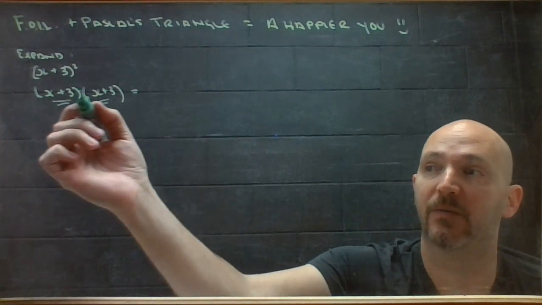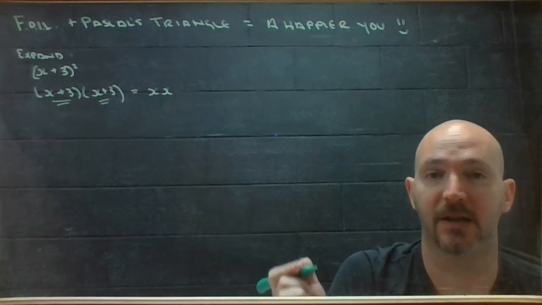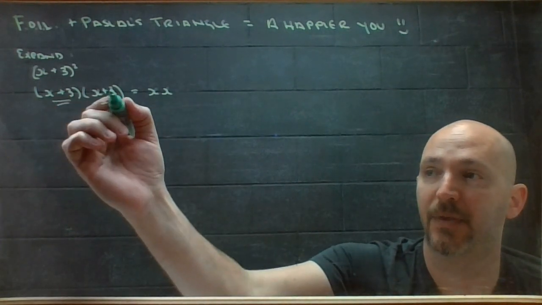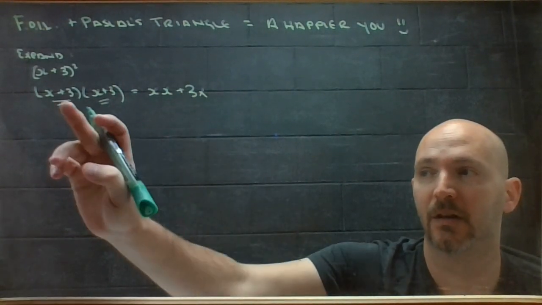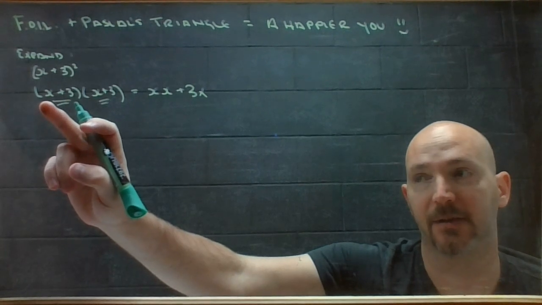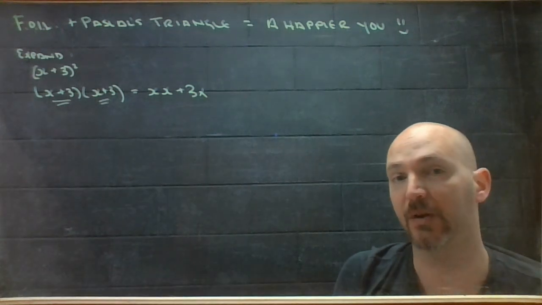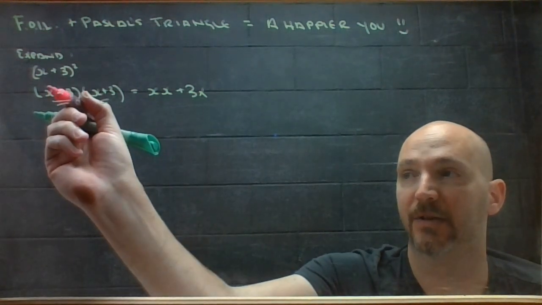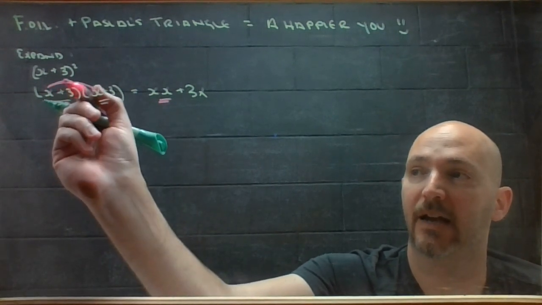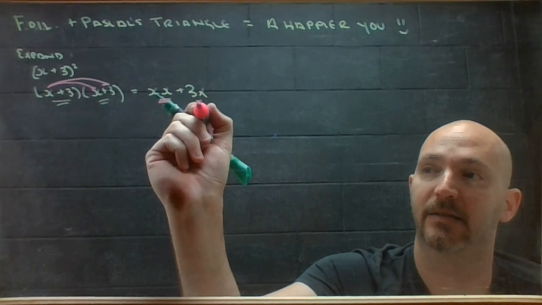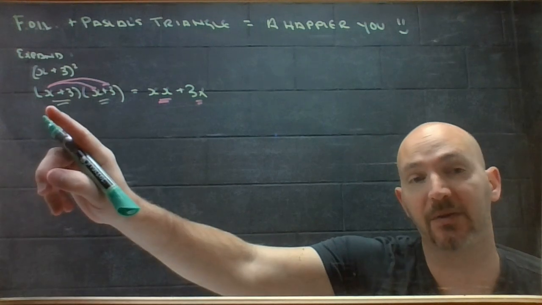So if you start with the x and the x, you get x times x. This x with that 3 will give you 3x. Now there's no one else I can partner this x with. I've partnered it with this, I partnered it with that. And I'm going to show you that I've done that by drawing some lines over top. So I put x with x, I got this. Put x with plus 3, and I got this. So everyone in here has been multiplied by x.